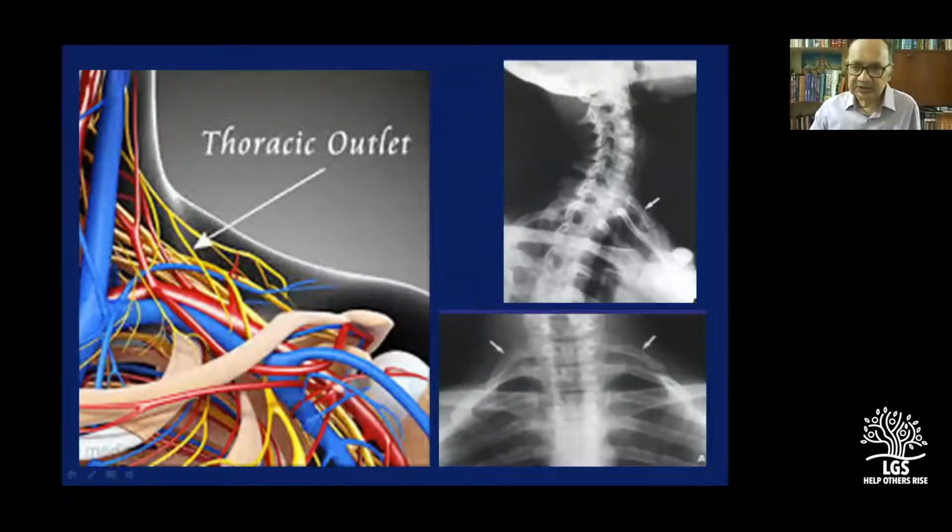The only question they ask in the exam is how to read the X-ray and how to say it is an extra rib. I'll show you an X-ray.